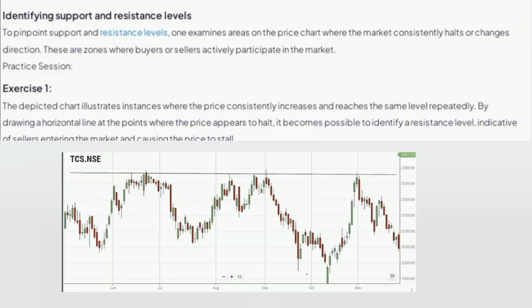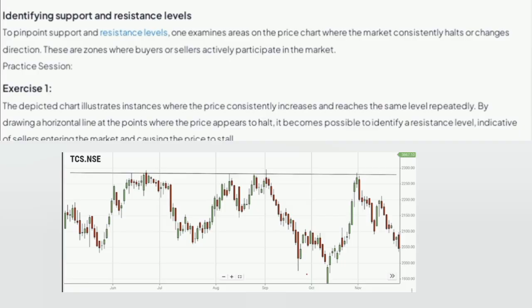Identifying support and resistance levels. To pinpoint support and resistance levels, one examines areas on the price chart where the market consistently halts or changes direction. These are zones where buyers or sellers actively participate in the market.